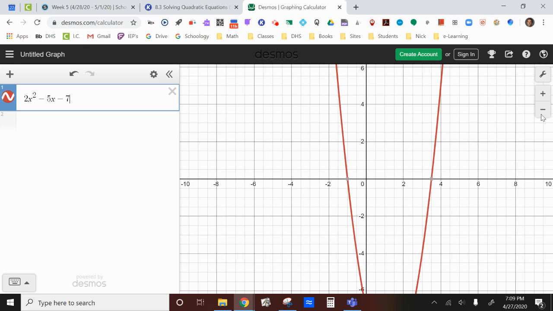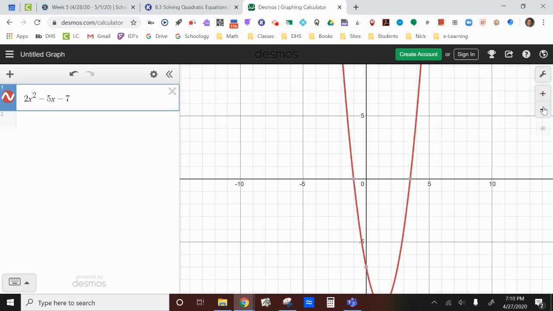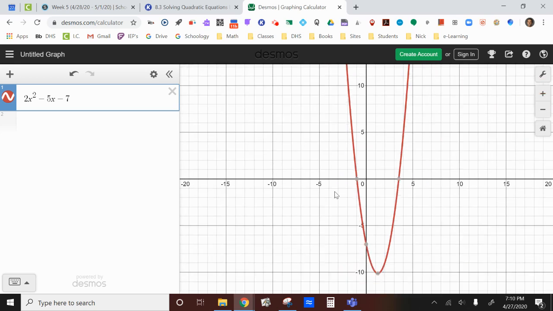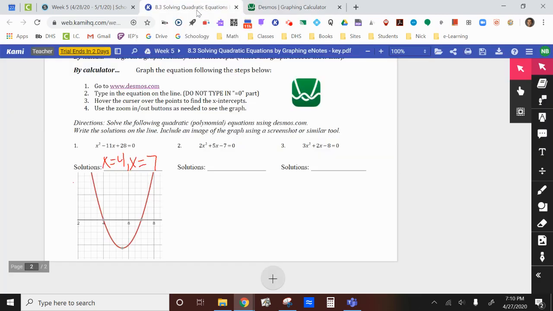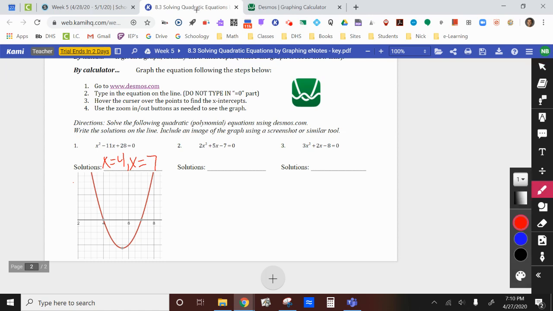You can see it also. If we wanted to, we can zoom out, and there's our graph. You can see the whole thing here where it kind of bottoms out. But I'm only interested in my x-intercepts. So here are my two x-intercepts. It's at -1, and it's at 3.5. So that means my solution is x equals -1 and x equals 3.5.